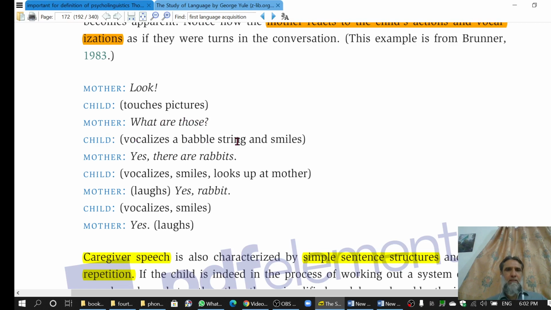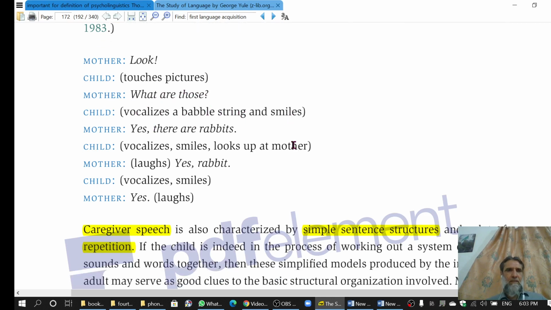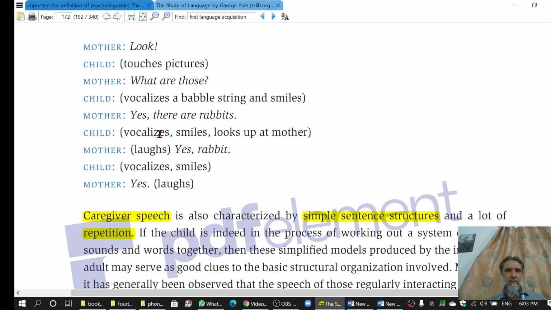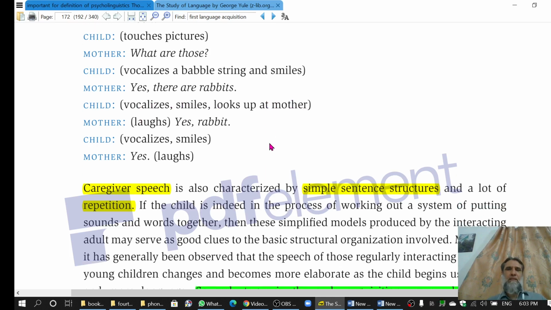He just babbles and smiles, and the mother pretends that this is a kind of answer, and she says, "Yes, there are rabbits." So the conversation, you see, continues. He again vocalizes, says something, smiles, looks up at mother. This is the kind of conversation taking place. But it isn't really a conversation; the mother pretends as if it is.